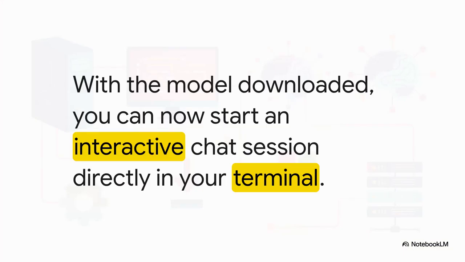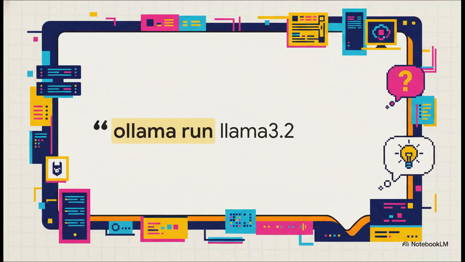Okay, the AI is downloaded. It's sitting on your computer. Now, how do we actually talk to it? Well, it's just one more super simple command. Just type ollama run llama3.2 and hit enter.